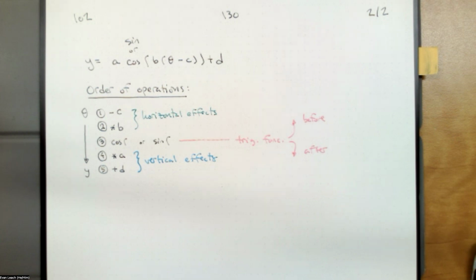So if we square the theta before we put it in the trig function, we would expect some kind of horizontal effect. If we square the trig function, that is, if we square after the trig function has been applied, we should expect some kind of vertical change. Questions? Comments?